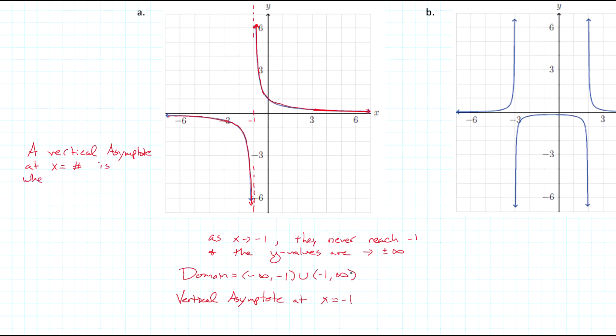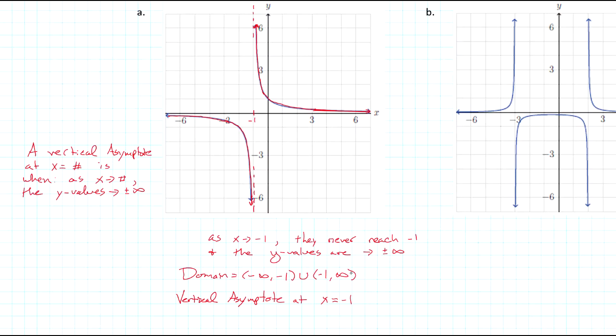is when, as x goes towards that number, the y values go to plus or minus infinity. They shoot up or they shoot down. They could both shoot the same direction. They could shoot different directions. That's okay. But that's how we define a vertical asymptote.